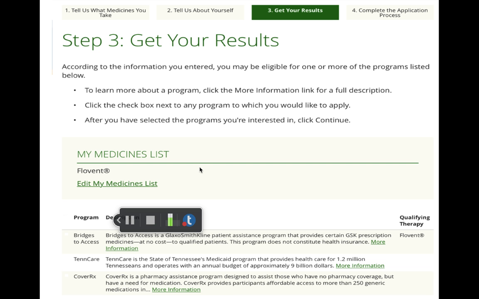Step 3, they provide results for all the medications that the patient searched for and any potential points of access. And so I searched both in Johnson City, Tennessee, and then in Asheville, where I live as well. In Tennessee, there's Bridges to Access, which is the manufacturer PAP, or Prescription Assistance Program. TennCare is also an option because I put in low financial income that made me Medicaid eligible. And then CoverRx is also an option for the medication I searched, Flovent. So that again is for patients who have no insurance, and it's operated by ESI.